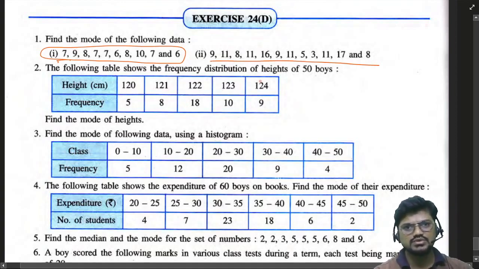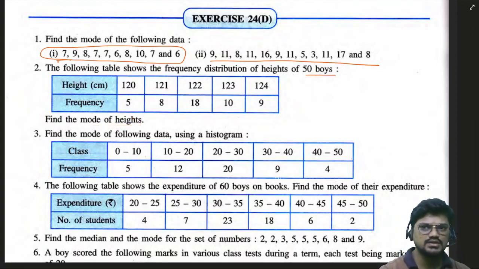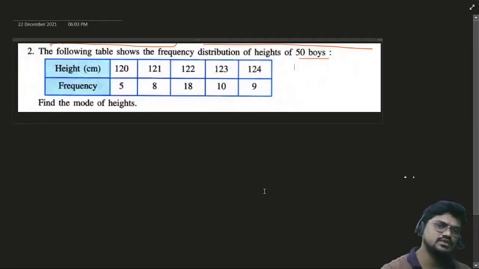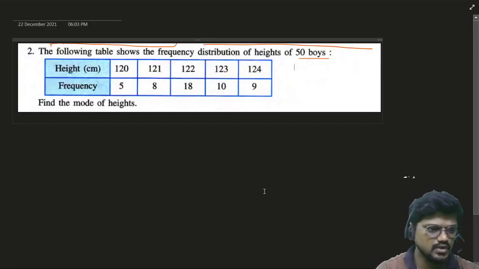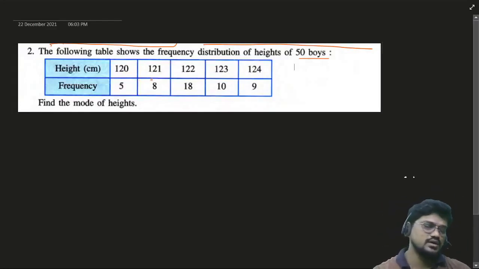The following table shows the frequency distribution of height of 50 boys. Find the mode of the height. Now in the CBSE we have done this type of question using a formula, but in the Selina book you have it with a histogram. Oh wait, it's not grouped data. Means this 120, 121, 122.